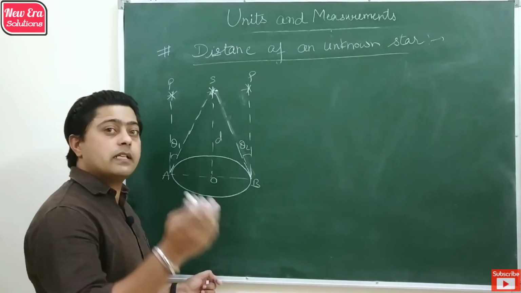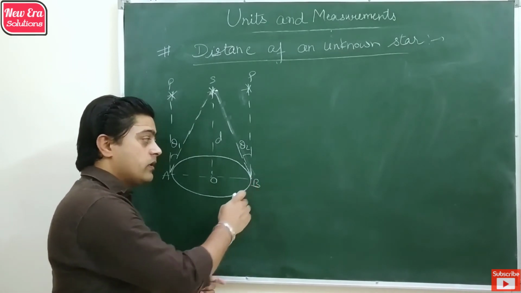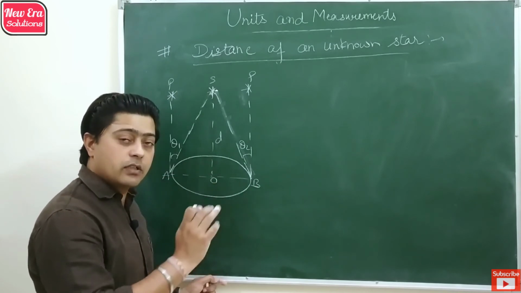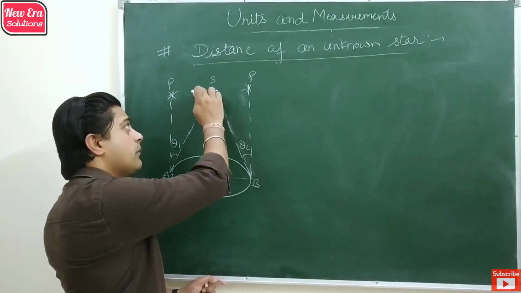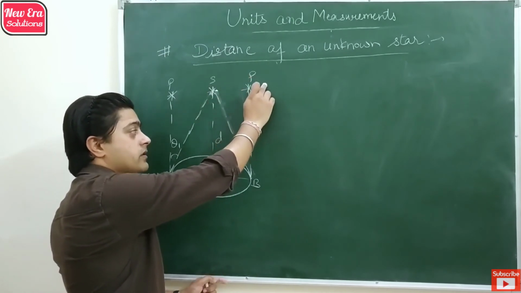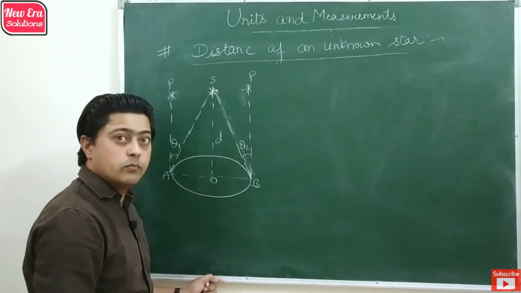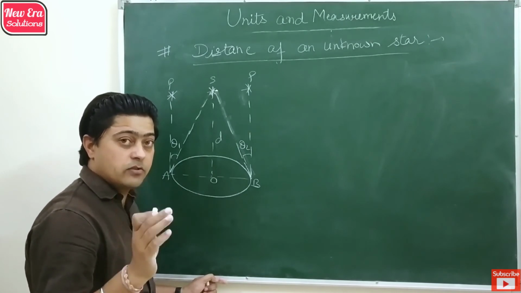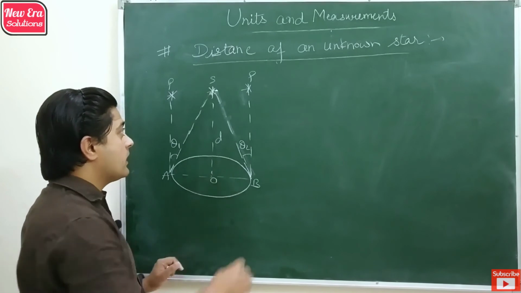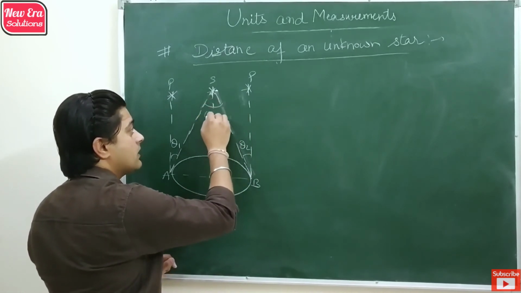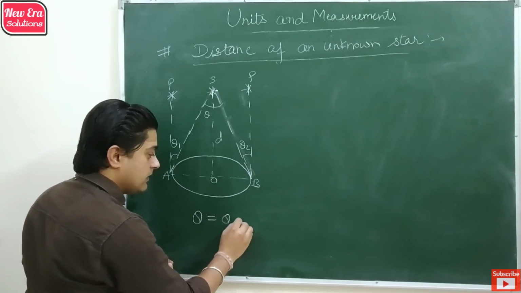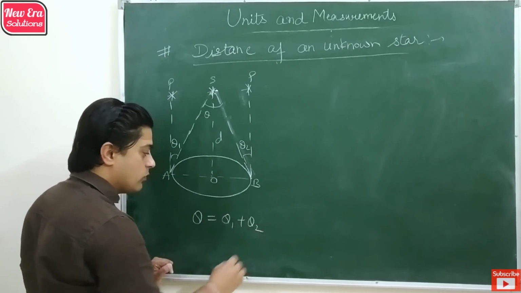Then after 6 months from the same point on earth, which is now symmetrically opposite to its initial position, we again measure the angle between unknown star and polar star, that becomes theta 2, because we know the polar star remains stationary at its own position. So by measuring these two angles, we can find the final angle theta, which is the parallax angle, equal to the sum of these two angles.